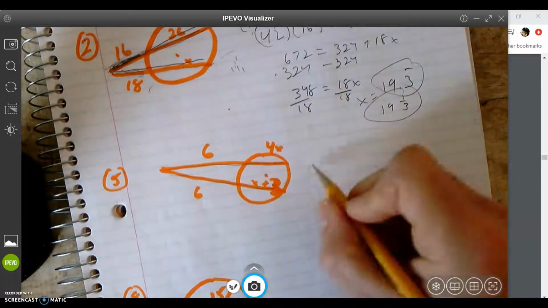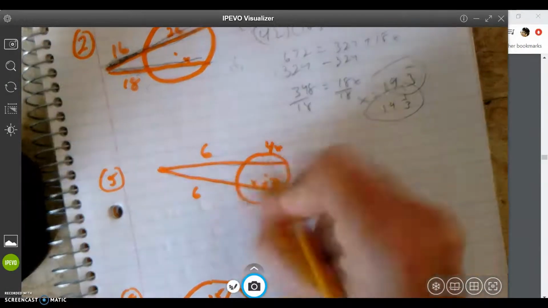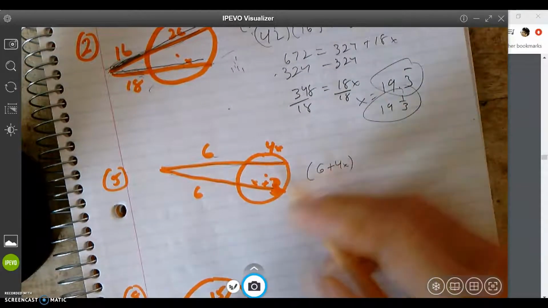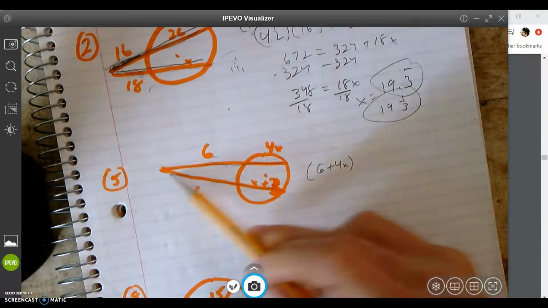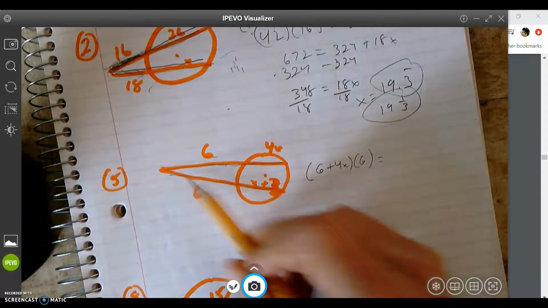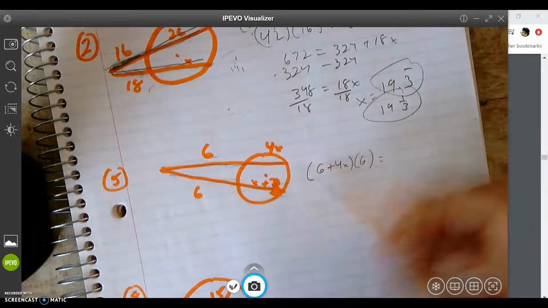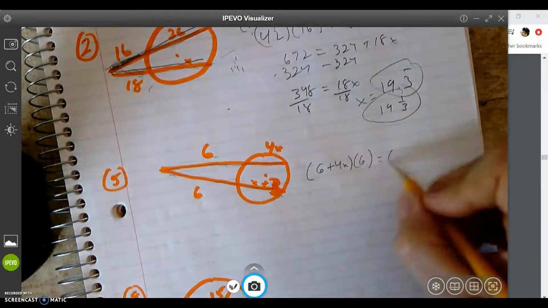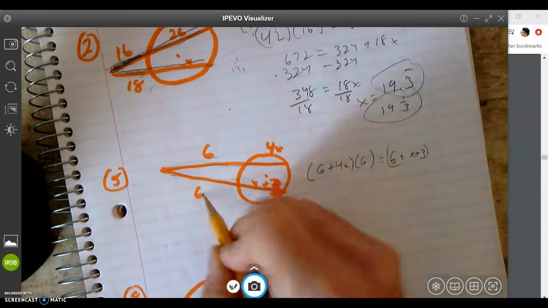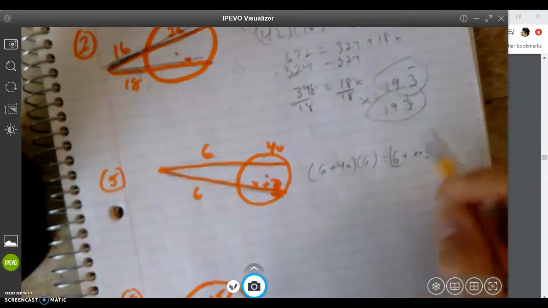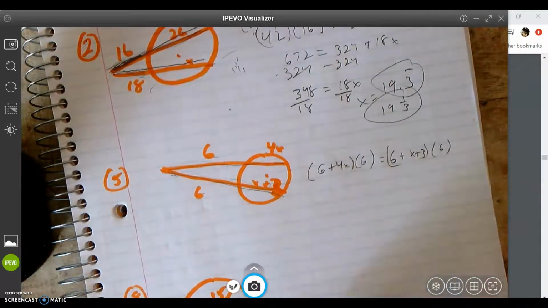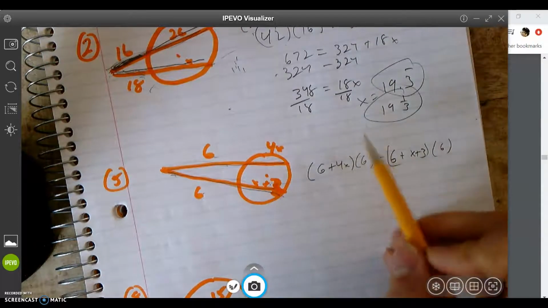So the whole thing is going to be 6 plus 4x, bam. And I'm going to multiply that by the part that's outside the circle, which is 6. Equals the whole thing here. So I'm going to multiply by the whole thing. So that's 6 plus x plus 3. This plus this equals the whole thing, obviously, right? Times the part that's outside the circle, which is a 6. Bam. Now I'm just going to simplify this thing.